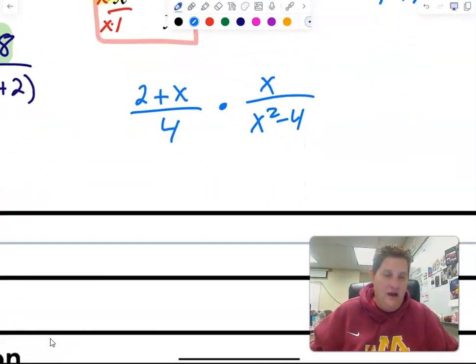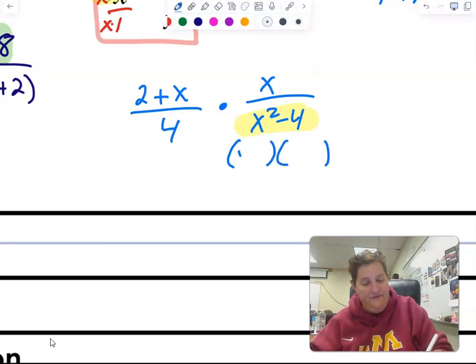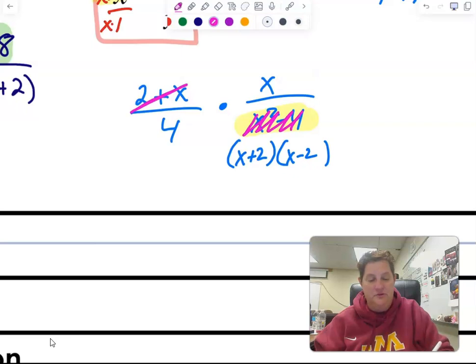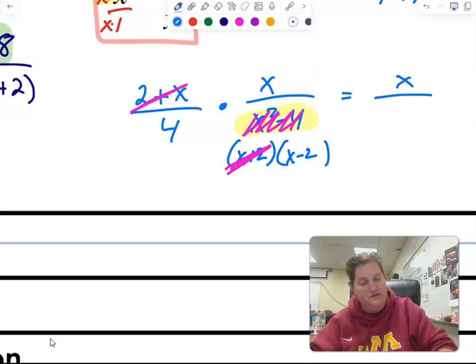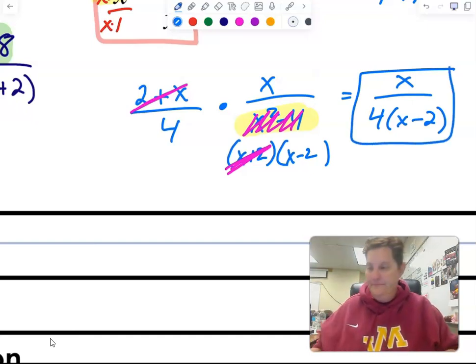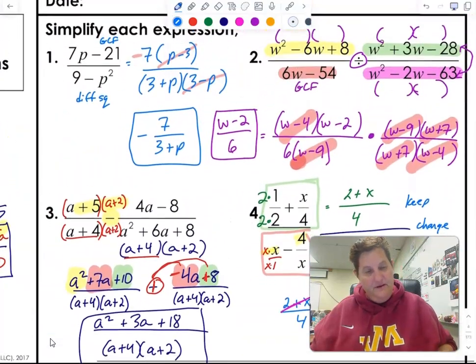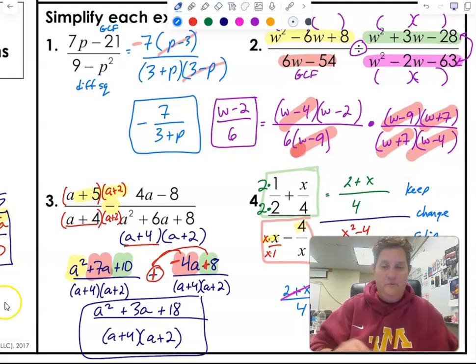Now, before I can finish this out, this is a difference of squares, and I need to factor that, and that factors to x plus 2 times x minus 2, okay? And now I can see what cancels out. Well, 2 plus x and x plus 2 cancel out, and so my final answer is x over 4 times x minus 2. Alright? Let me check it, make sure I didn't make any other dumb mistakes. Okay, perfect. There we go. So if you guys can do all that, you will do awesome on your test. Alright, great job.